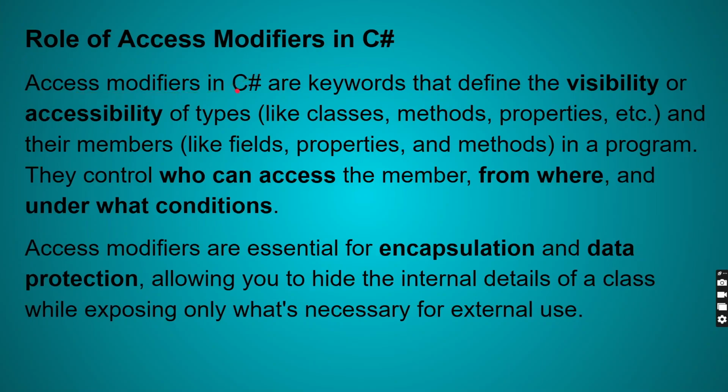Access modifiers in C# are keywords that define the visibility or accessibility of types like classes, methods, properties, etc., and their members like fields, properties and methods in a program. They control who can access the member, from where, and under what condition. Access modifiers are essential for encapsulation and data protection, allowing you to hide the internal details of a class while exposing only what's necessary for external use.